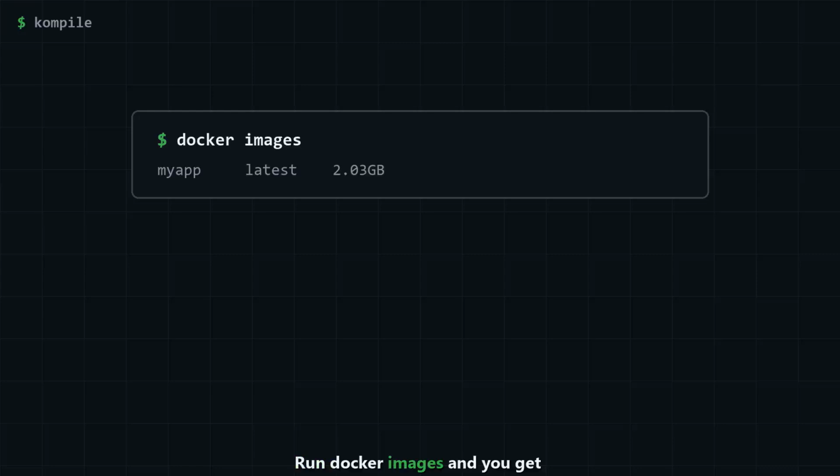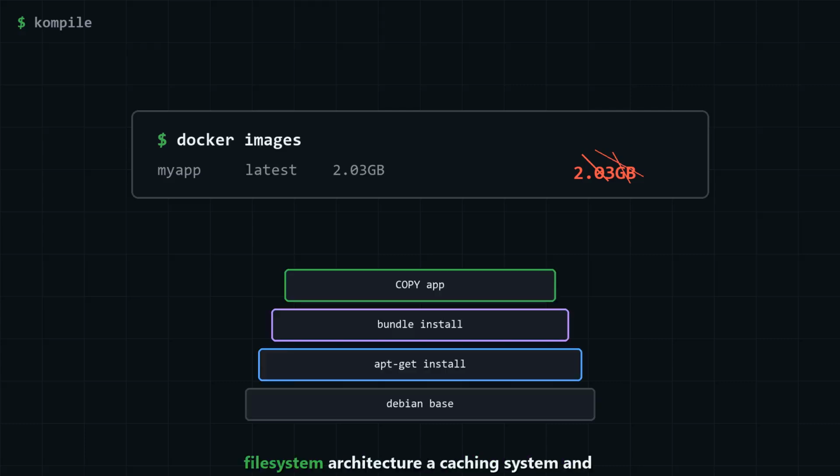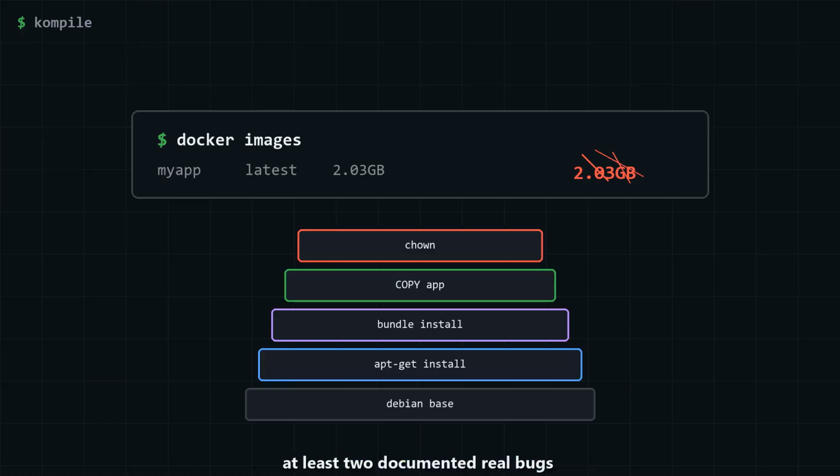Run docker images, and you get a number. 2 gigabytes, say? That number is technically real and functionally a lie. Not because Docker is trying to deceive you, but because that single number is hiding a file system architecture, a caching system, and at least 2 documented, real bugs filed against Docker's own issue tracker that have quietly bloated production images for years. We are going to autopsy both of them, and by the end you will know exactly where your wasted gigabytes are hiding and how to stop feeding them.